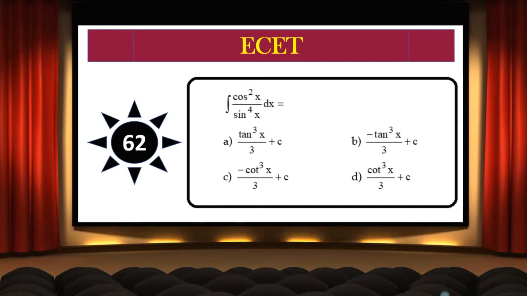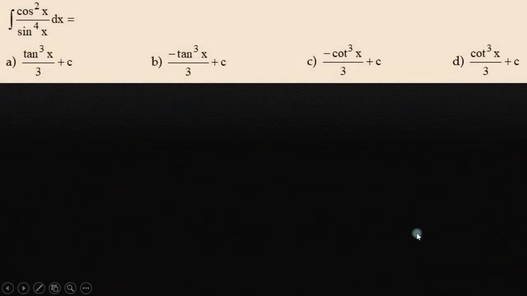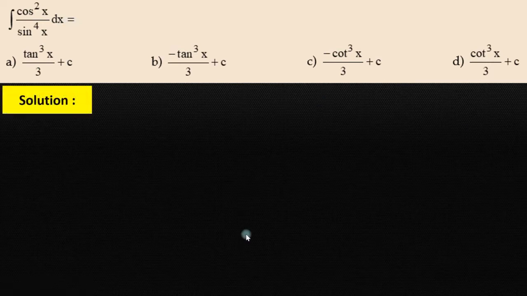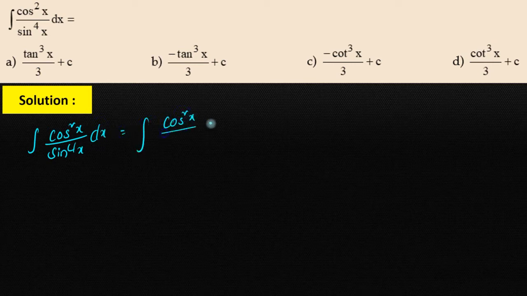Dear students, see the question number 62. Read the question and write it. The question is integral cos square x divided by sin power 4x dx is equals to. Let us find this. Integral cos square x divided by sin power 4x dx is equals to integral cos square x divided by sin power 4x, which can be written as sin square x into sin square x, dx.